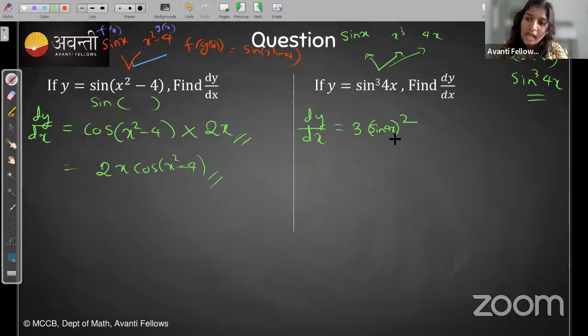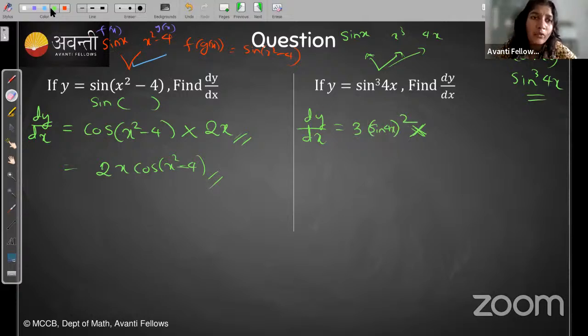Now, in the place of x, I have a function which is other than x. So what will I do? I'll differentiate it again. Now tell me, what is the differentiation of sin 4x? We'll directly differentiate. So differentiation of sin 4x will be what?